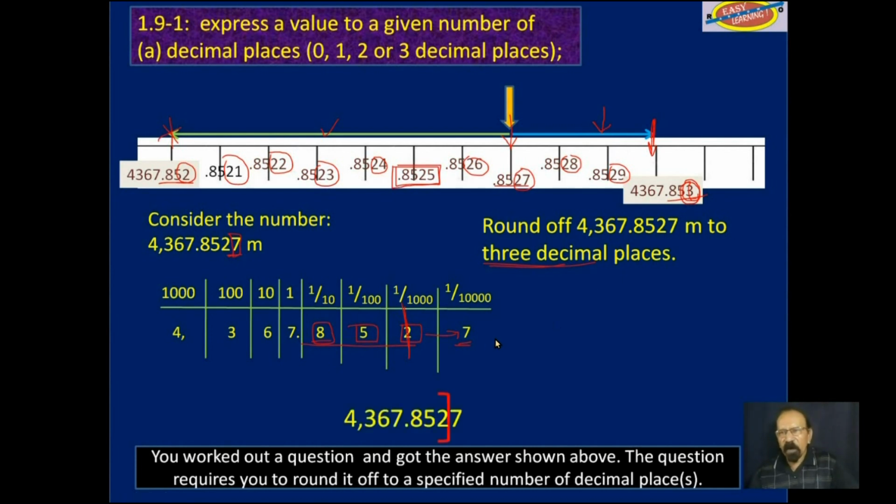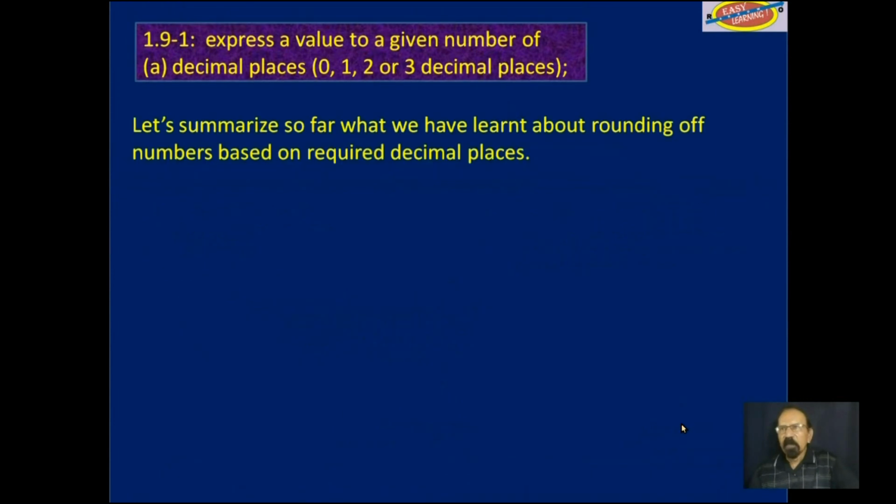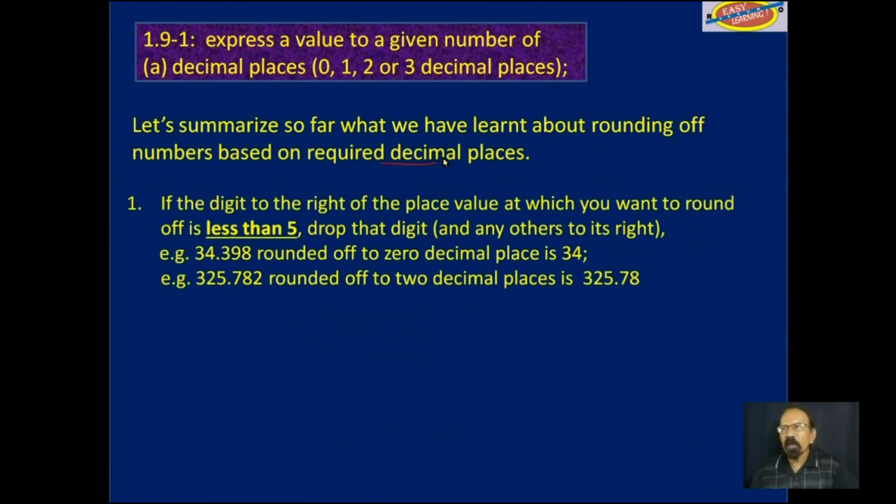So we are rounding off here at that 2. We consider that 7. It is 5 or more. We will cross it out and increase that 2 by 1. And so we get 4,367.853. So let's summarize what we have learned about rounding off numbers based on the required decimal places.